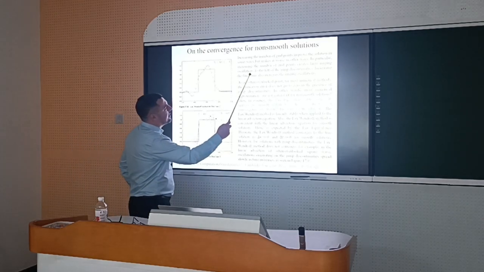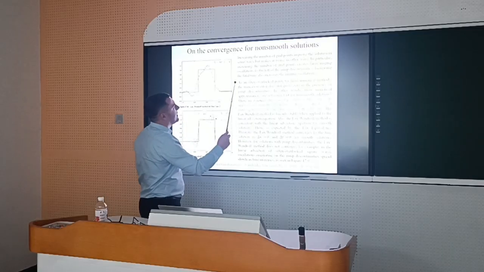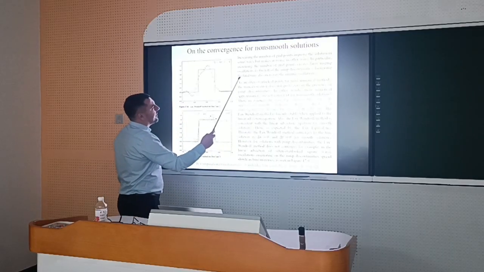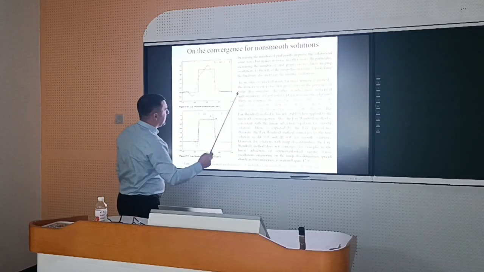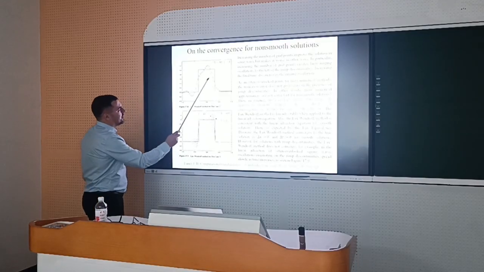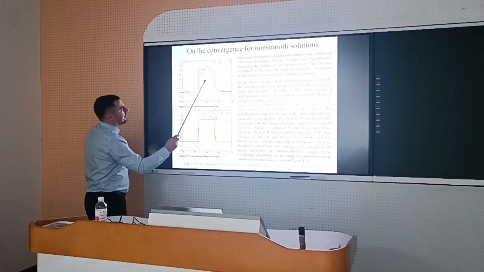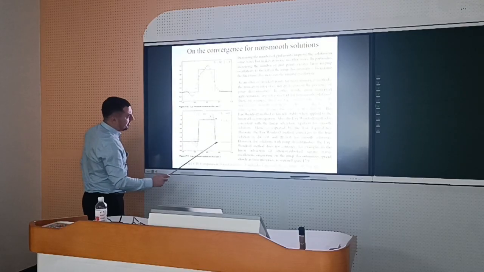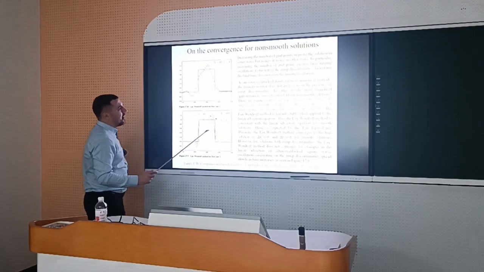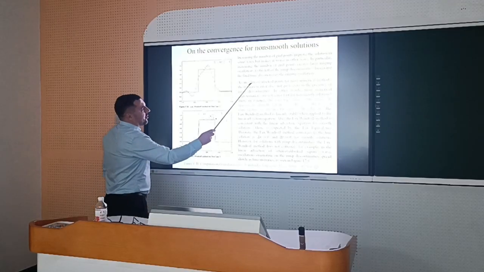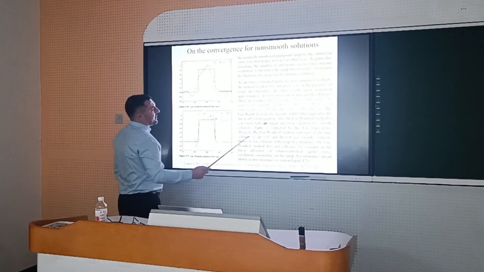In particular, increasing the number of grid points creates large ringing oscillations to the left of jump discontinuities. So for a not accurate enough computational grid, you do not have these oscillations, but here you have them. Increasing the final time also increases the ringing oscillations.